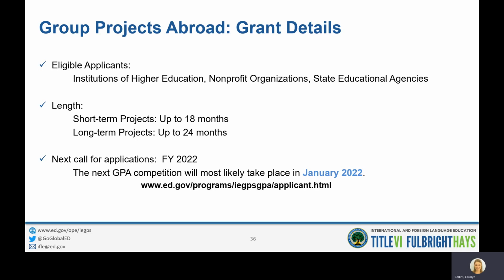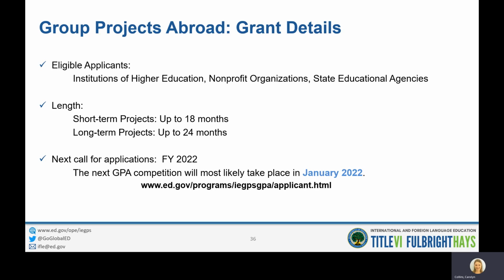The next call for applications will be for fiscal year 2022, and that competition will most likely open in January of 2022. So again, if you're an institution interested in the GPA program, please check out the website. Now is the perfect time to get going on brainstorming ideas and coming up with a draft application proposal. That way you can hit the ground running when the competition itself is announced, hopefully this coming January. So please go to the URL listed for more information.